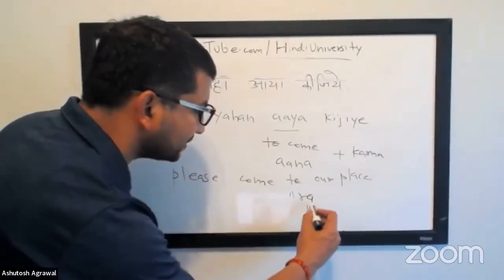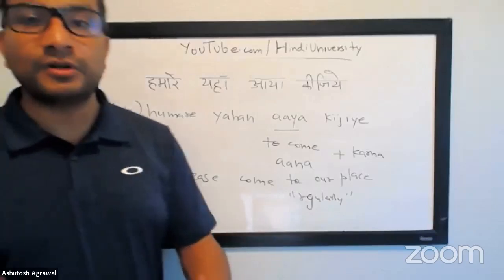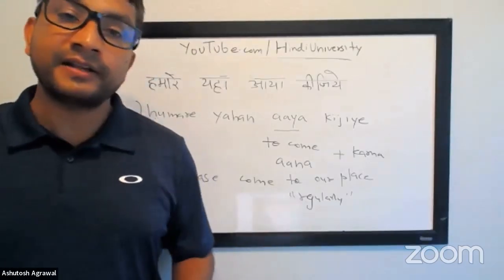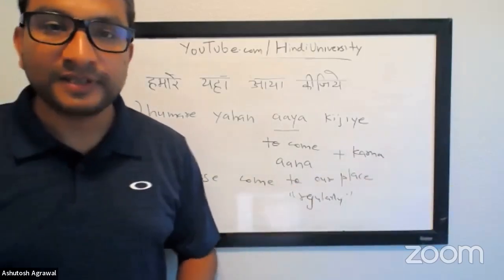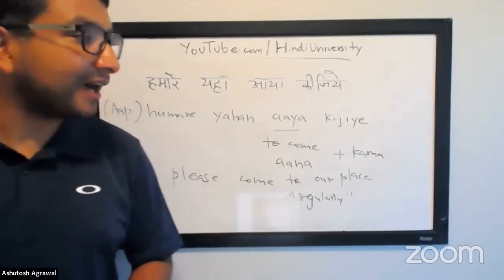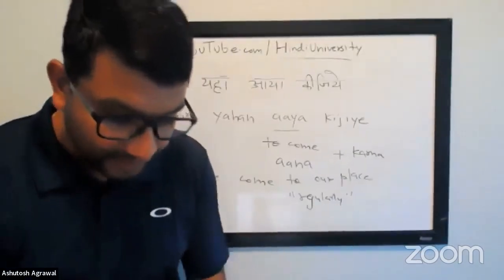Regularly, you will say this one. Please come to our place. Let's say you have very good friends, and they were away in a different state, and they moved to the same state as you, pretty close to your house, and you met after many years, and हमारे घर आया कीजिए. Okay, हमारे यहाँ आया कीजिए.